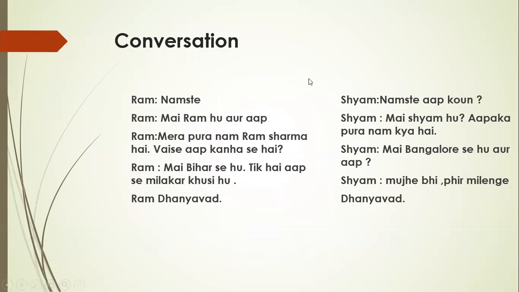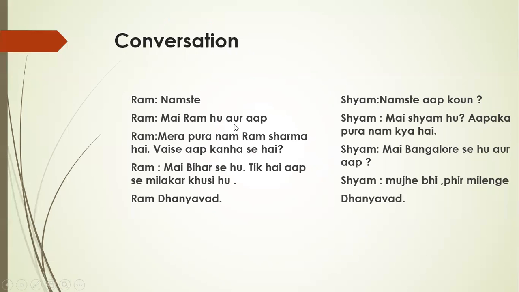Right? So I have made a small conversation here for your understanding. When two strangers meet, how they converse each other. Like I have taken the character Ram and Sham. Ram says Namaste. Then Sham says Namaste. Aap kaun? Okay. He doesn't know who is he. I mean, who is Ram here? Then he says that Namaste. Hi. Hello. Who are you?